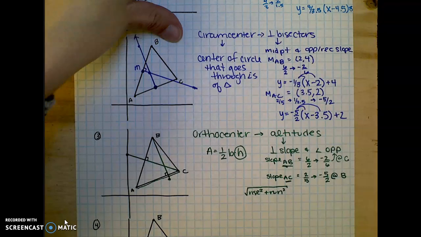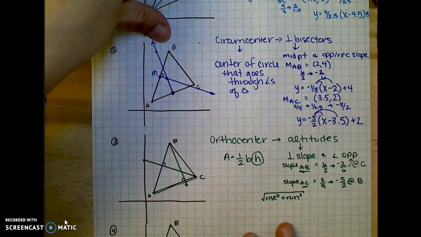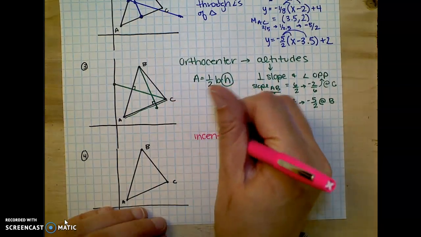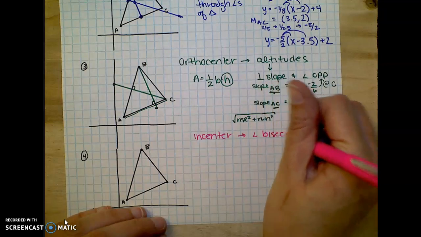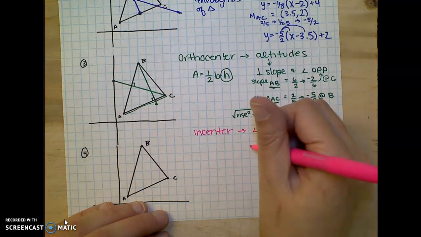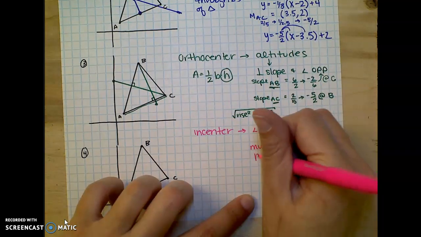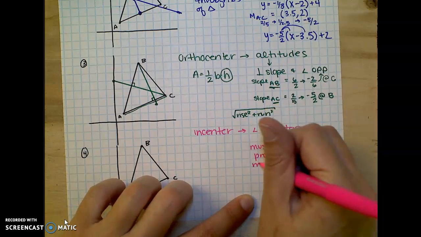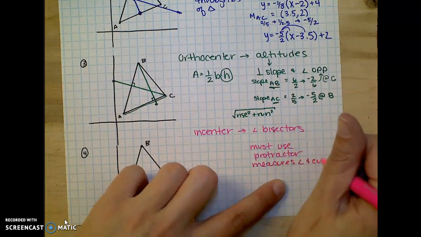Okay, last but not least is our incenter, which normally we don't do on graph paper, but I will talk about it. And the reason that we don't is that the incenter is created with the angle bisectors, and that's just not something we can measure on here. So you have to use a protractor. So must use protractor, measure angles, and cut in half.